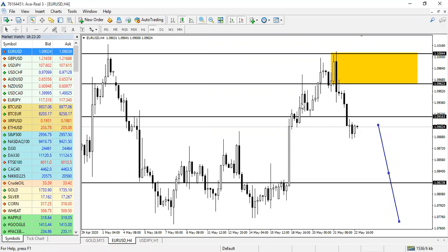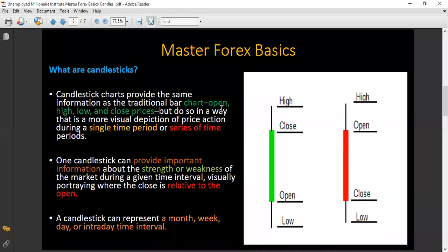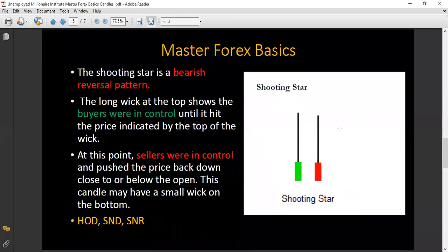These are the clues. Remember, this week I shared a document that was showing the candlesticks. Those candlesticks are very important. The candlesticks that we were showing on the charts were these three. The doji candles and also the shooting star candle.